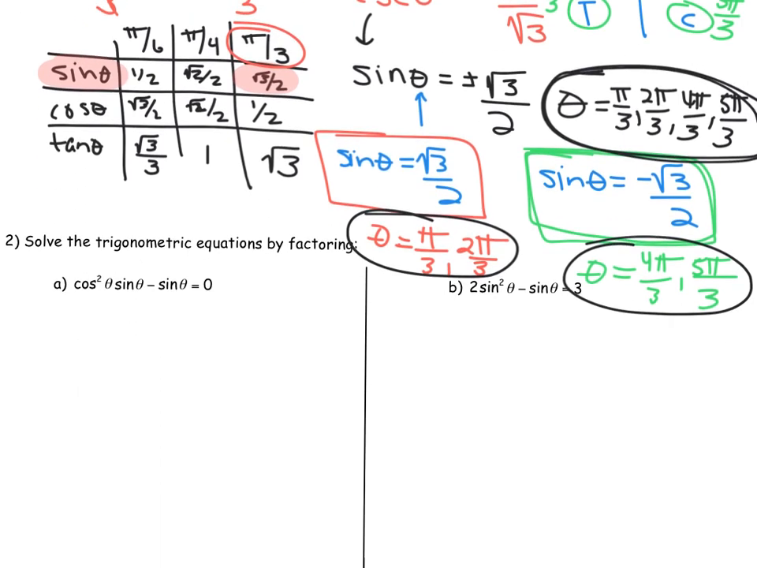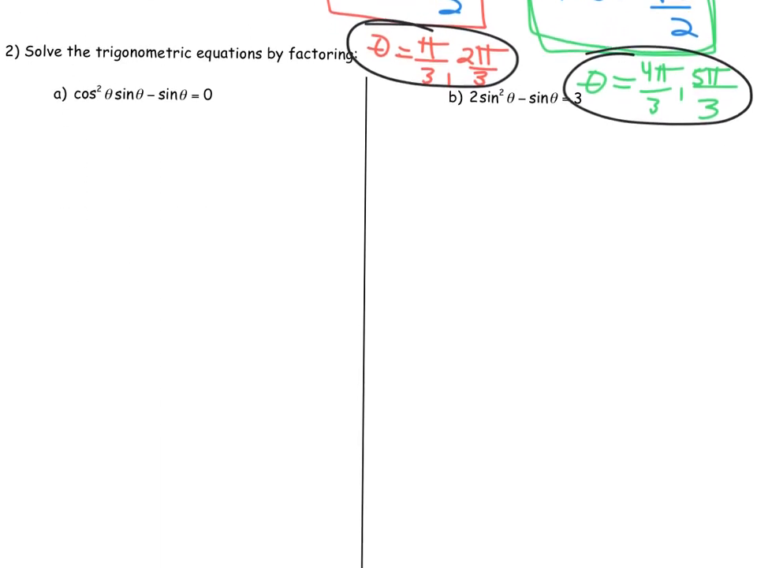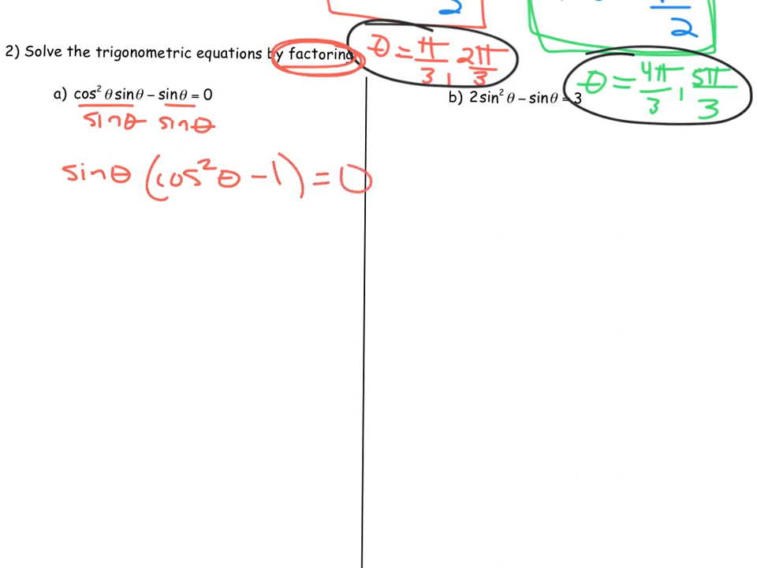Why don't we take a look at this first example right here. So let's take a look at question 2, letter A. All right, so I have cosine squared theta sine theta minus sine theta. Okay? So first things first, I'm going to take out a GCF, right? We're going to solve this by factoring. So I'm going to take out a sine theta here, and I'm going to take out a sine theta here. So I'll have sine theta times cosine squared theta minus 1 equals 0.